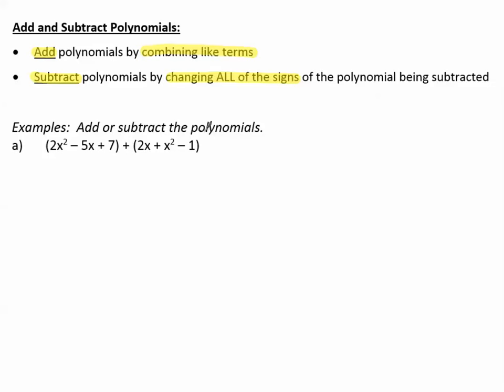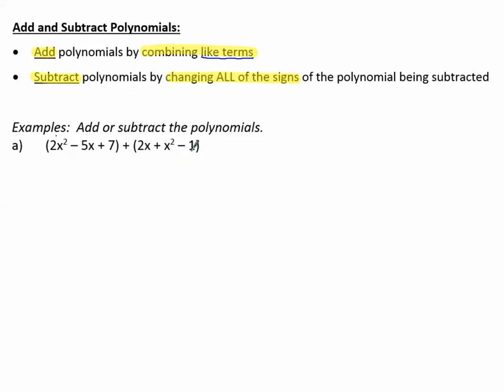Add or subtract the polynomials. In parentheses, we have the first one, 2x squared minus 5x plus 7 plus 2x plus x squared minus 1. There's two ways we can do this. One way is to notice all the like terms. This is positive 2x squared, and this is positive x squared. Now, it might seem like I'm ignoring the parentheses, but that's just because I'm adding. So really what we can do first is say this polynomial plus this polynomial. I'm just adding each of these.